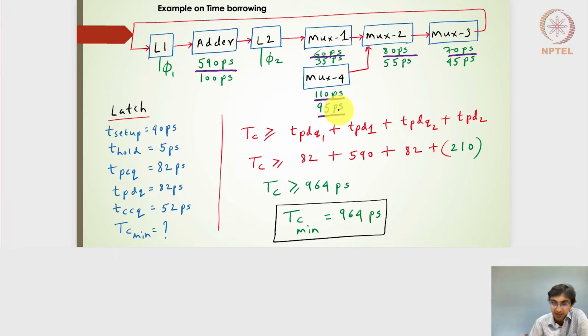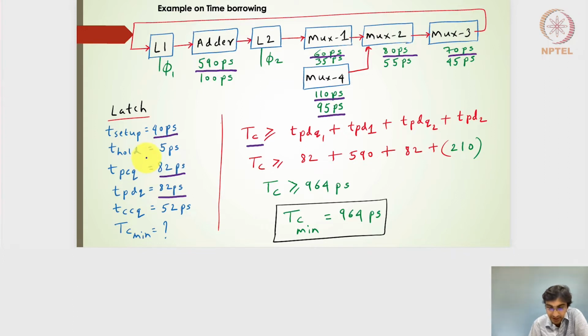Right, so with these parameters and the latch parameters, which are characterized by a T setup time of 40 picoseconds, hold time of 5 picoseconds, PCQ of 82, PDQ of 82 picoseconds, and the contamination clock to Q also given, one needs to find the minimum clock time period, and that is something we can easily find. Looking at the timing diagram, we can say that the minimum TC should be greater than or equal to TPDQ1 plus TPD1 plus TPDQ2 plus TPD2.